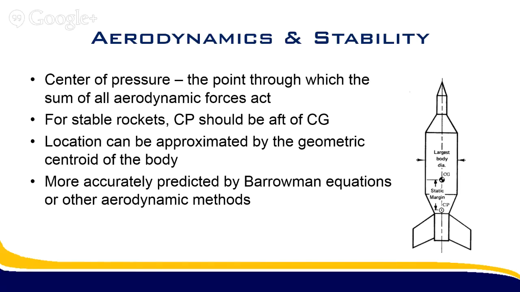If you want to approximate the location of the CP, it is approximately the geometric centroid of the body. So if you were to do a paper cutout and find the average, or the point where the average area is, so to say, that's a centroid, and that's approximately where the center of pressure is. It can be more accurately predicted by something called the Barrowman equations, which we've referred to a couple of times, or just by brute force, integration, and aerodynamic methods for approximating that. So, what are these Barrowman equations?